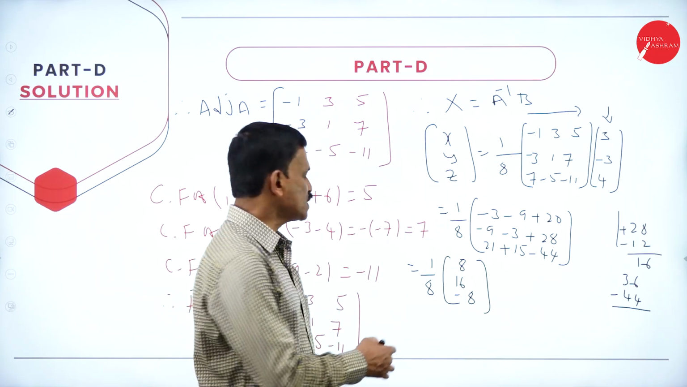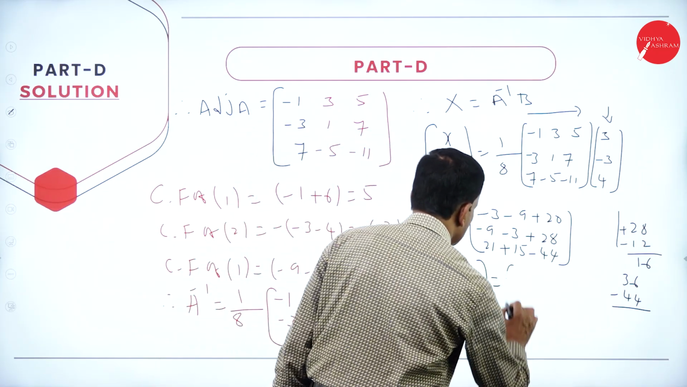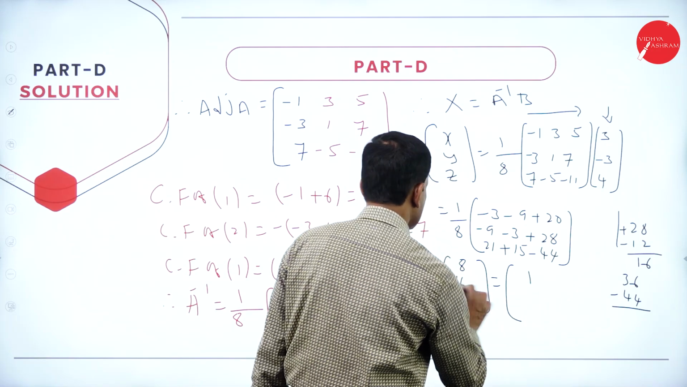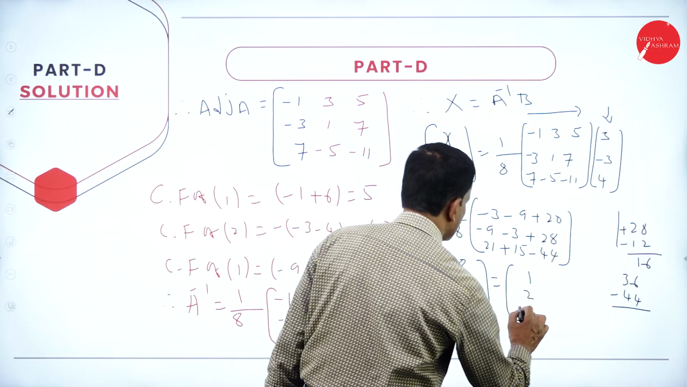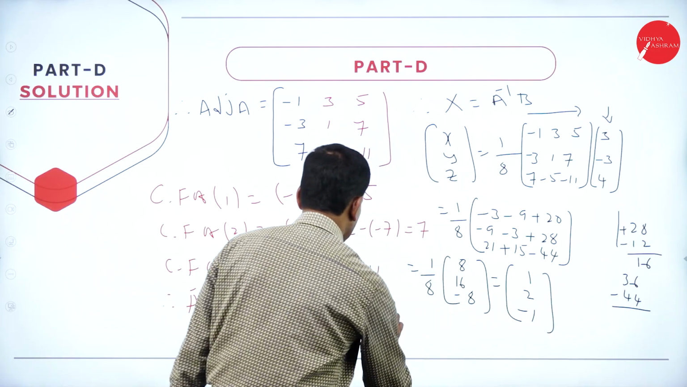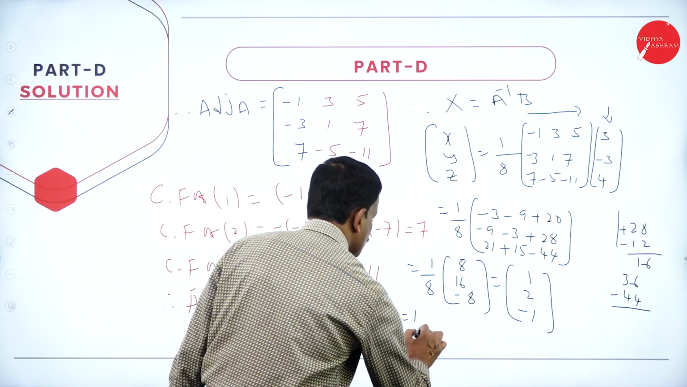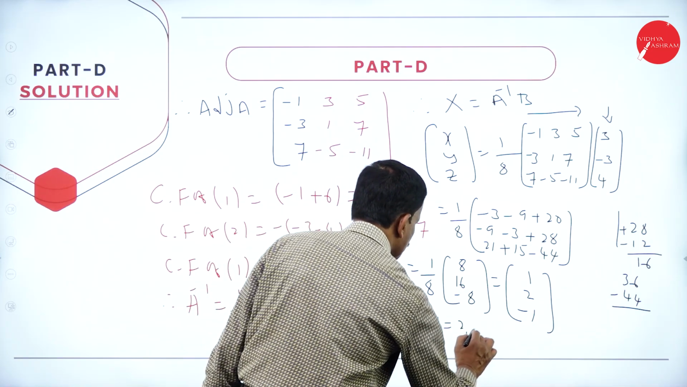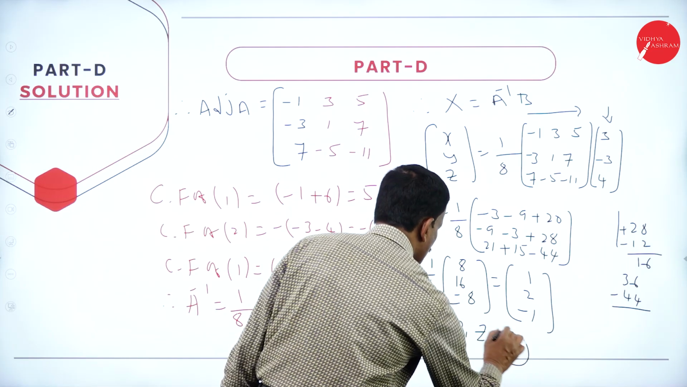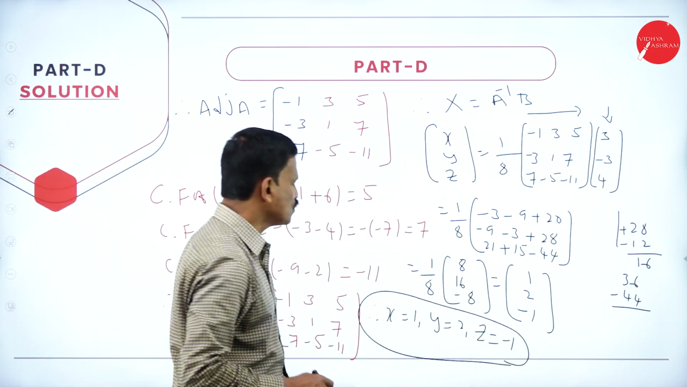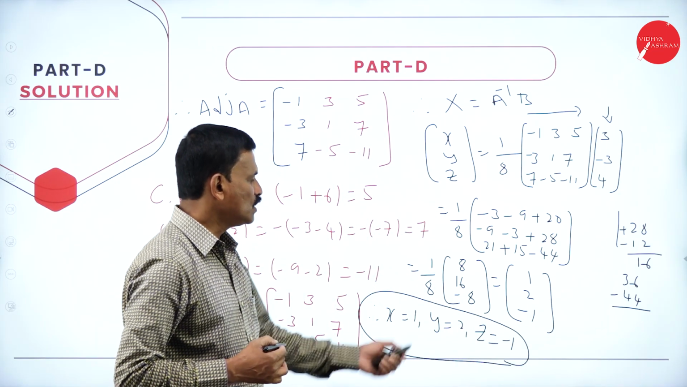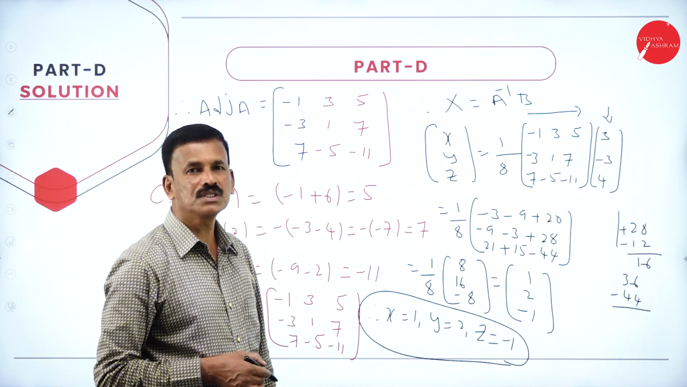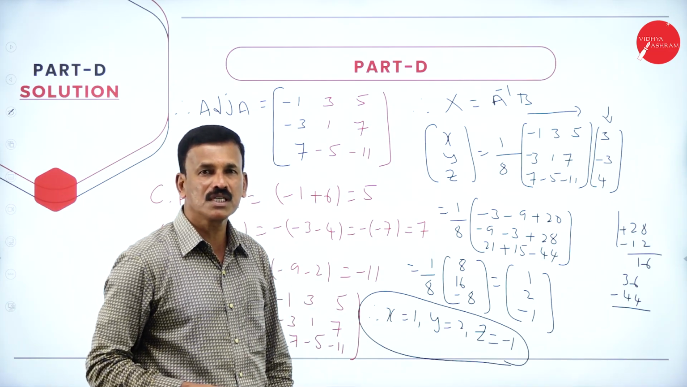Now just divide each and every element by 8. So 8 by 8 is 1, 16 by 8 is 2, minus 8 by 8 is minus 1. So therefore, the value of x is 1, y is equal to 2 and z is equal to minus 1. That's it. So x is equal to 1, y is equal to 2 and z is equal to minus 1 is the required solution. This is how we are going to solve using matrix method.